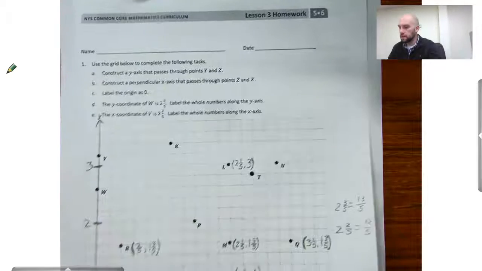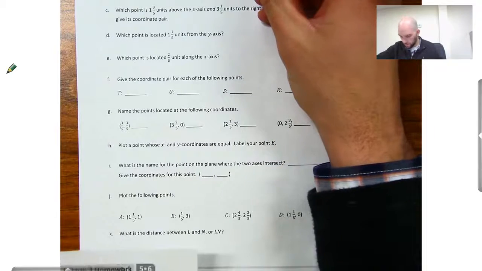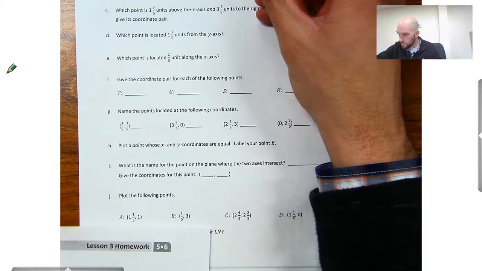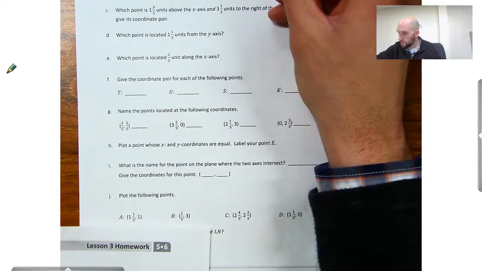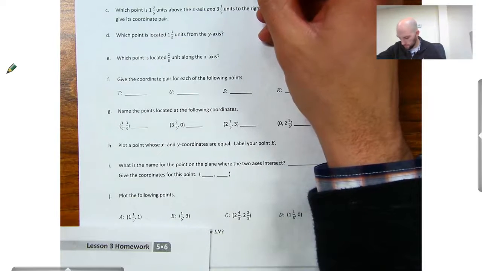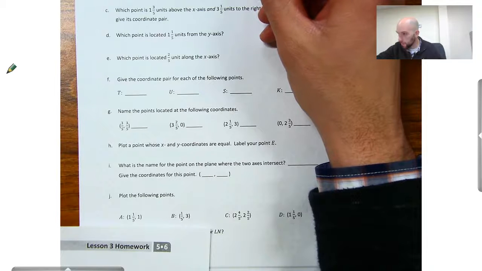I'll write those next to there. So I have these ones were R, M, and Q. And these ones were O, M, and L.